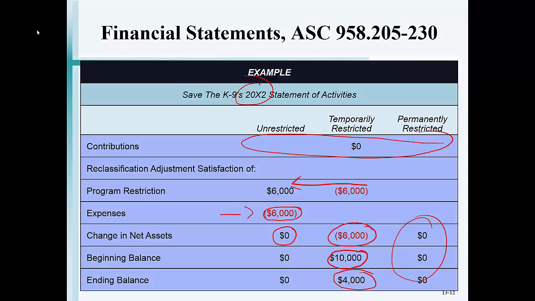Okay. Then what? Then we reported the reclassification adjustment coming out of temporary restricted. And in this example, we assumed there were no contributions for year 2. So our temporary restricted came down. The change in net assets for our temporary restricted, our net income for temporary restricted, was negative $6,000. That was caused by the reclassification adjustment in this example, wasn't it? Okay. And nothing happened in the temporary restricted.